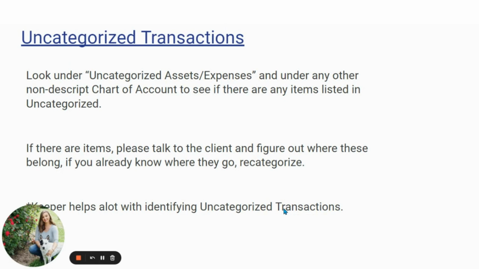I know whenever I use Keeper, it helps a lot with identifying these uncategorized transactions. There's a whole little section that legitimately shows you everything in uncategorized transactions, and you can click on them and then directly ask the client, hey, what is this? So it's super helpful. That's the bookkeeping software that I use to help me manage my clients' information.